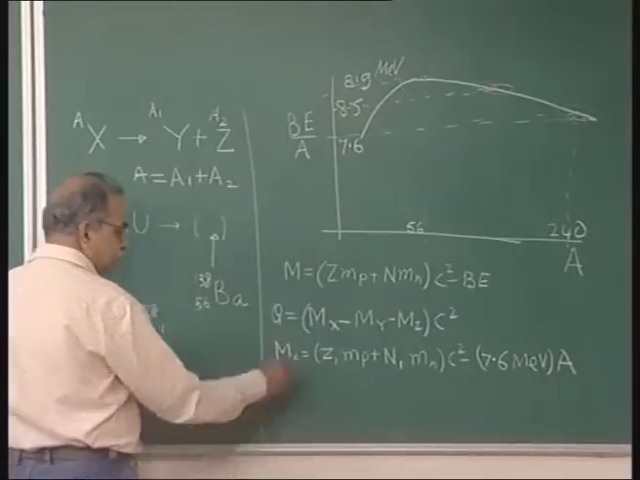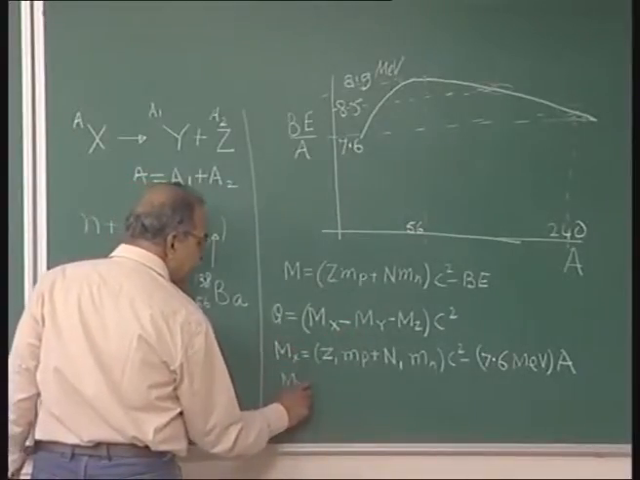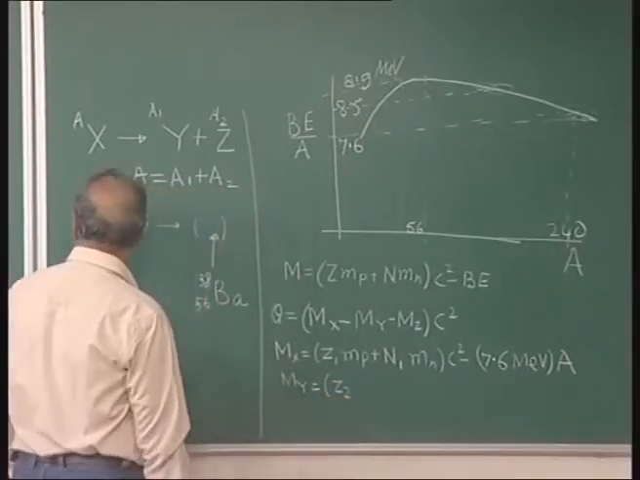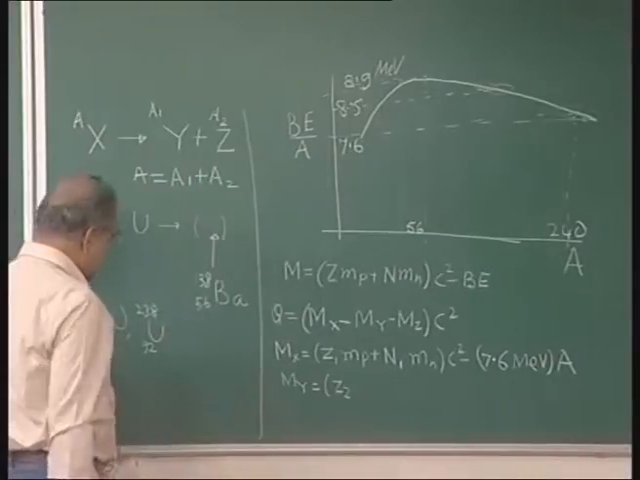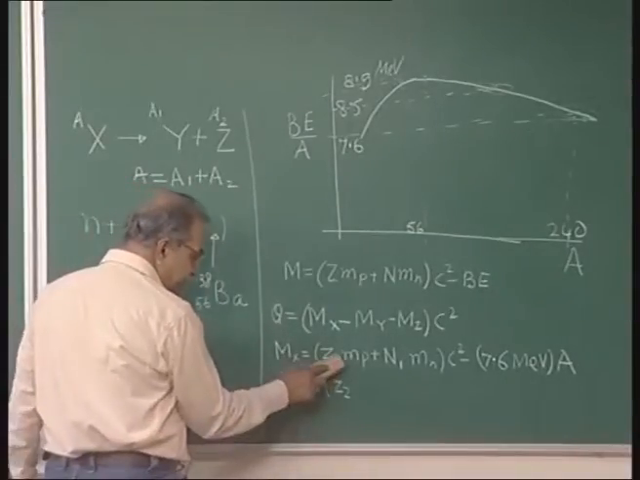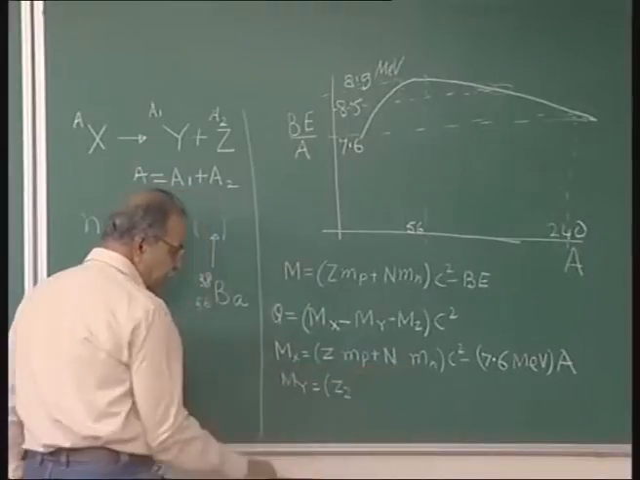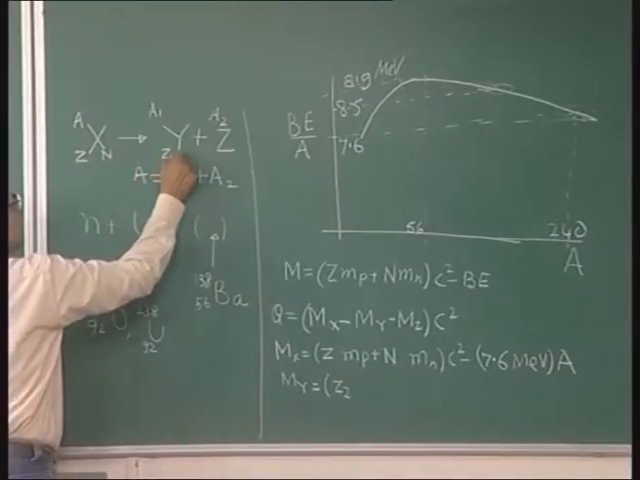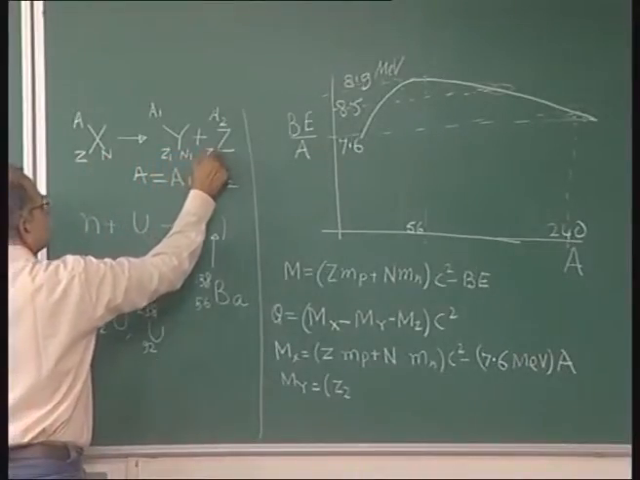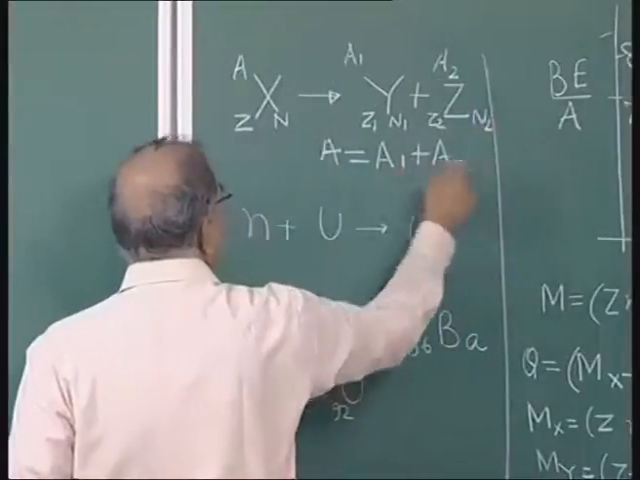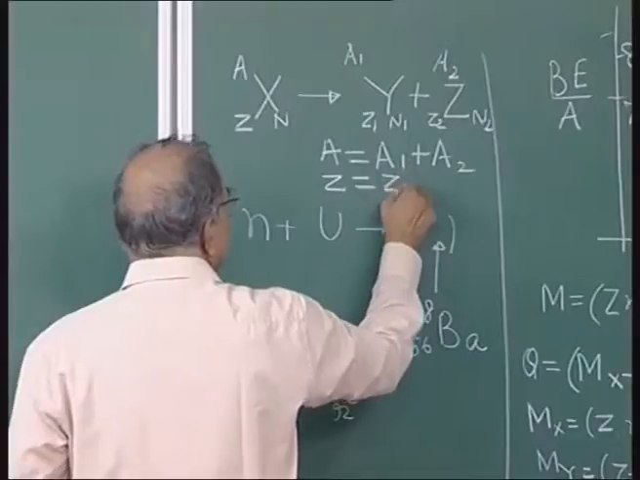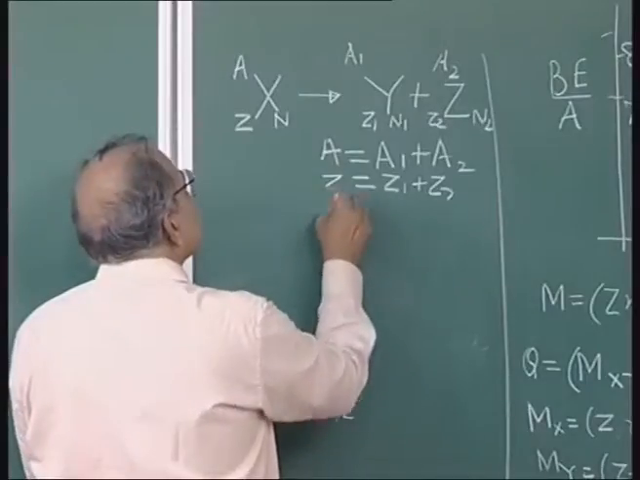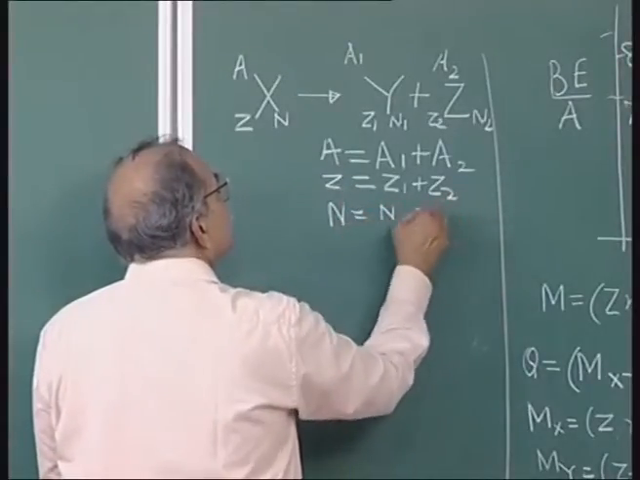Then similarly you can write My. Let me write this as 1 and this as 2, and this is without subscript. So, let me write this as just Z and N for the first nucleus. So, this is Z and this is N, and this is Z1 and this is N1, and this is Z2 and this is N2. So, A is A1 plus A2, Z is Z1 plus Z2, and N is N1 plus N2.